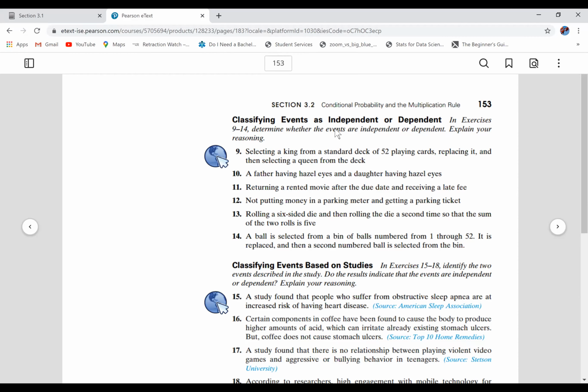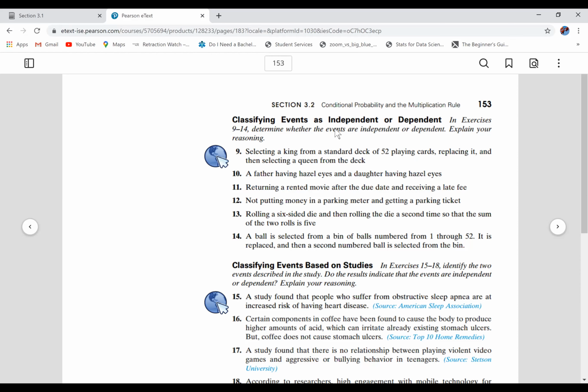What do you think about number 10? We did number 9, guys. That wasn't my handout. A father having hazel eyes and a daughter having hazel eyes. Dependent. Dependent because, yeah, the daughter could take after just her father. Yeah, that's in the genes.